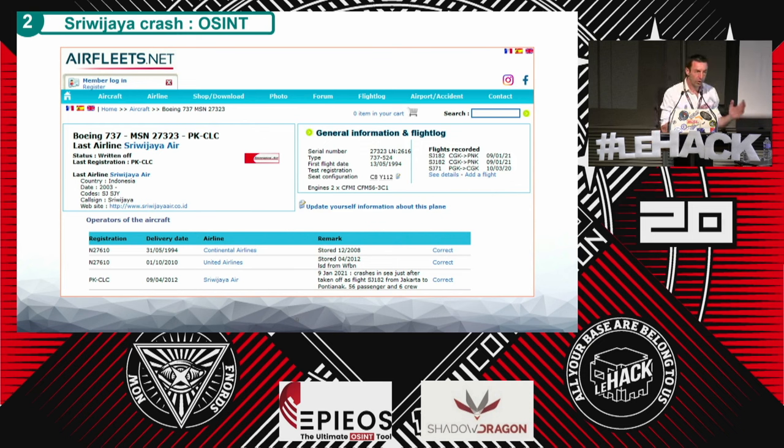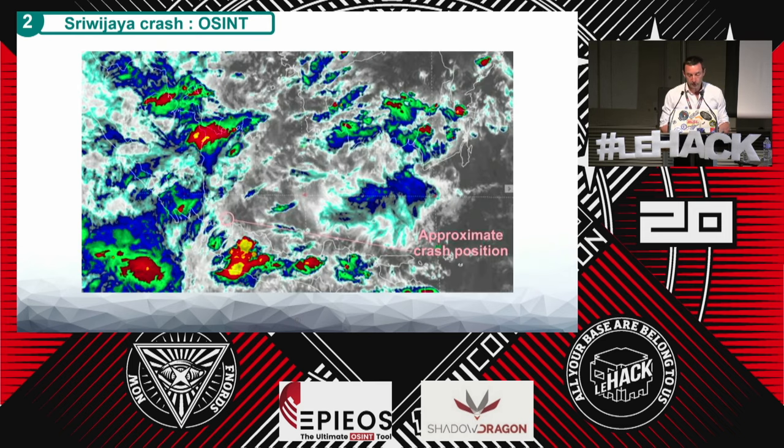It's really, really interesting because I don't know who used it before the crash, but people are fond of finding this information. After that, you can check, of course, the weather information. You know where the crash occurred. You know that there were no issues with the weather. It didn't cross, for example, a thunderstorm.